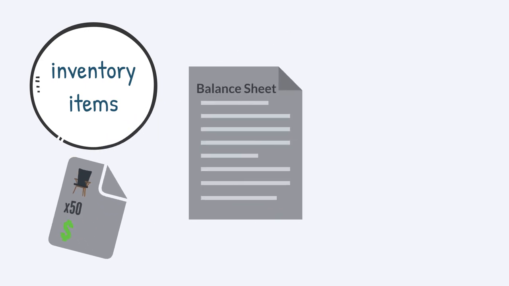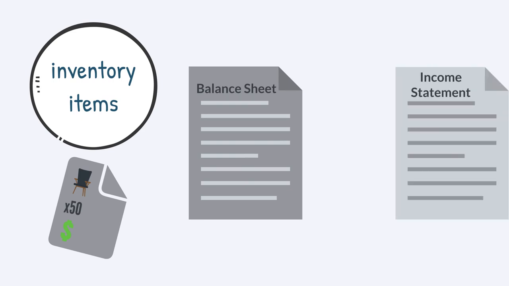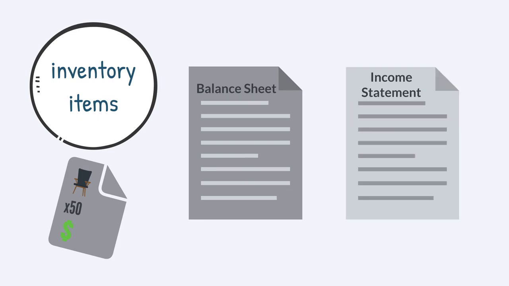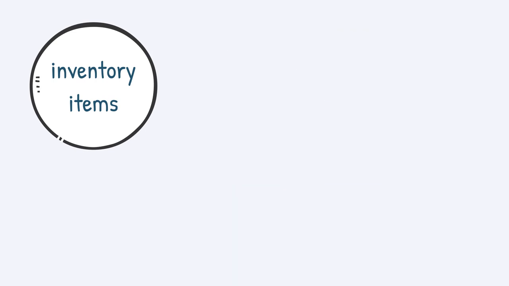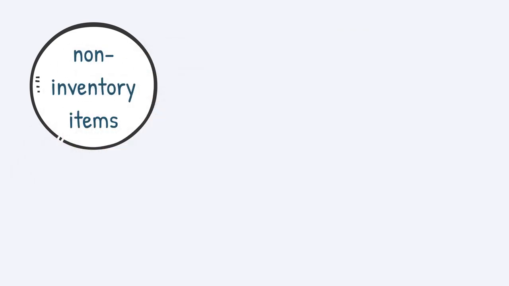NetSuite automatically factors the value of any current inventory on your balance sheet and reflects the markup of inventory items on your income statement. In any business, inventory is constantly in flux. As a result, inventory item records help to keep your cost of goods sold, income, and asset accounts up to date and accurate. Non-inventory items are another physical item type.